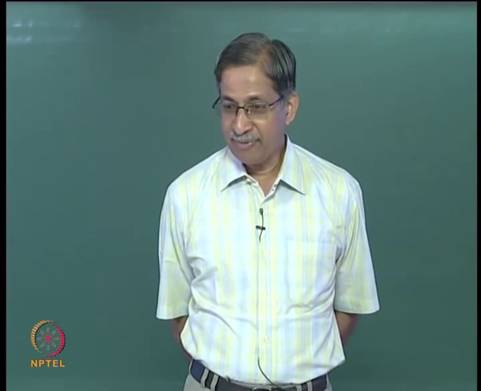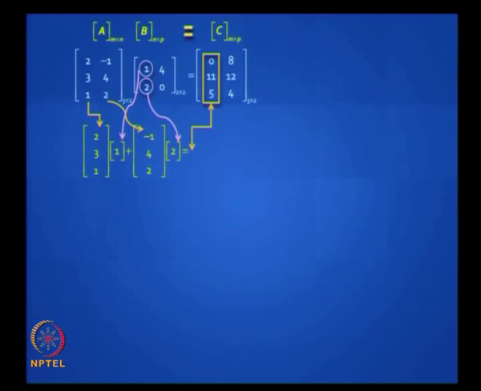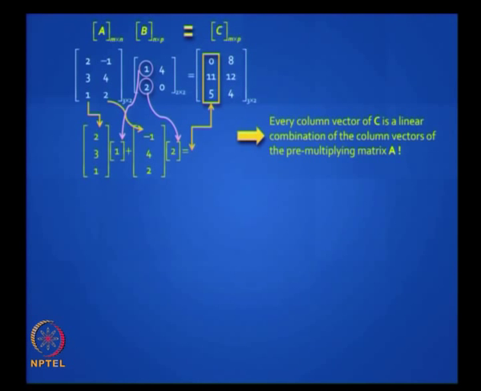I took the first element of the first row, I took the second column, I took the second element of the first row, and I get the first column in the resulting matrix. So, what does this principle show? Linear combination of? Very good. Every column vector of C is a linear combination of the column vectors of the pre-multiplying matrix A, okay.